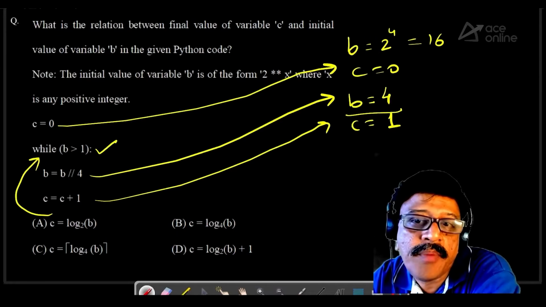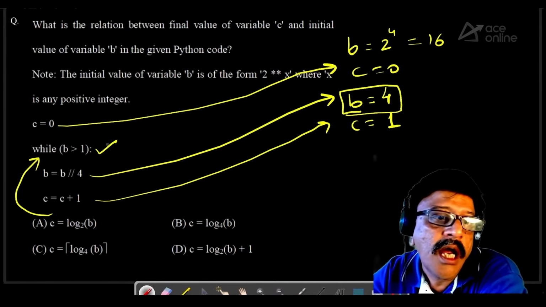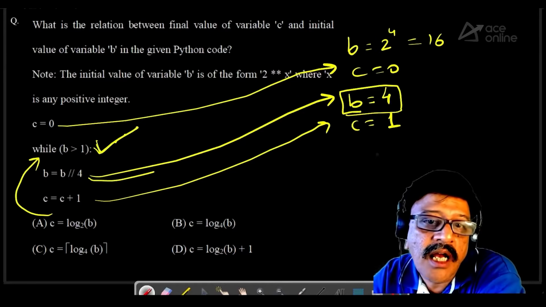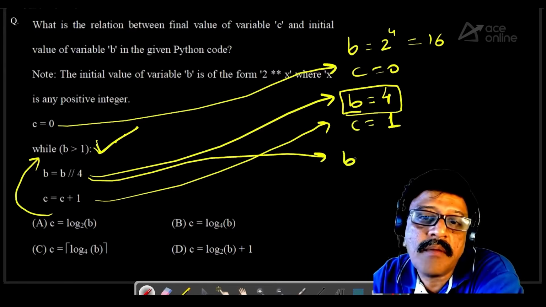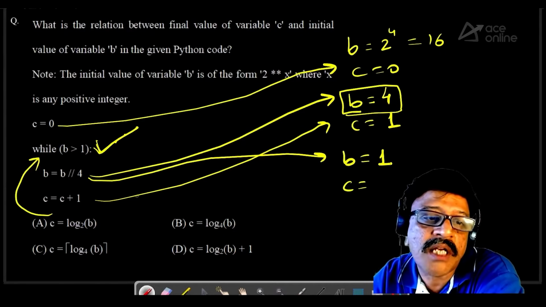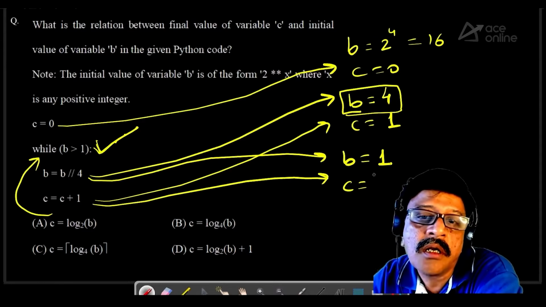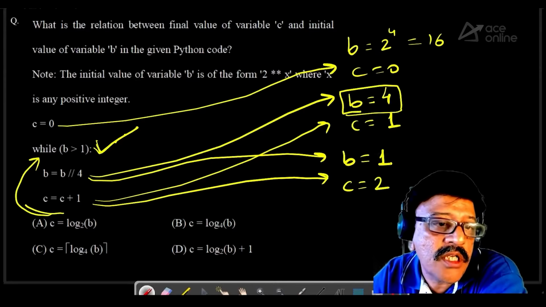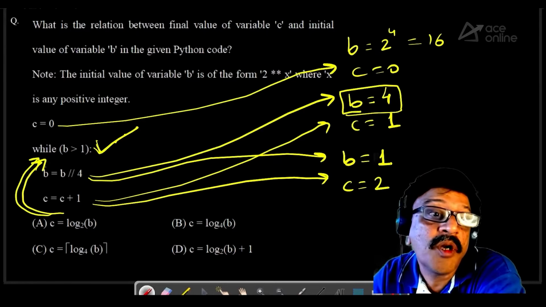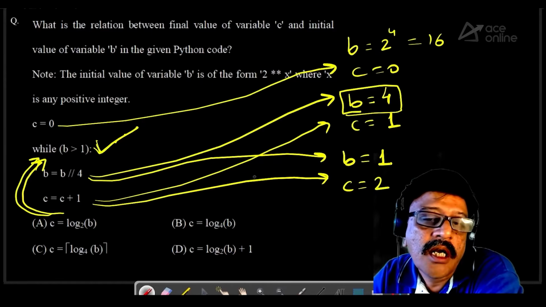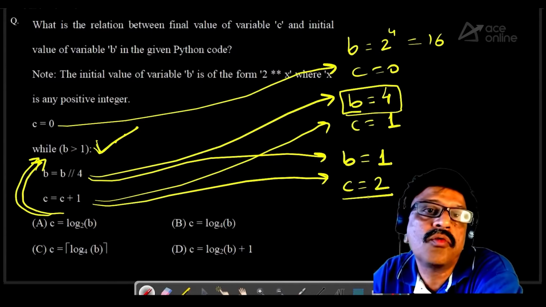Now observe that B is 4, the latest value, and B is still greater than 1. So this line will again run. B will become B by 4, 4 by 4, that is 1, and C will become C plus 1. Second execution, C will become 2. But next time, this while loop is going to break because B should be greater than 1 for executing the while loop. Now just observe C is equal to 2.